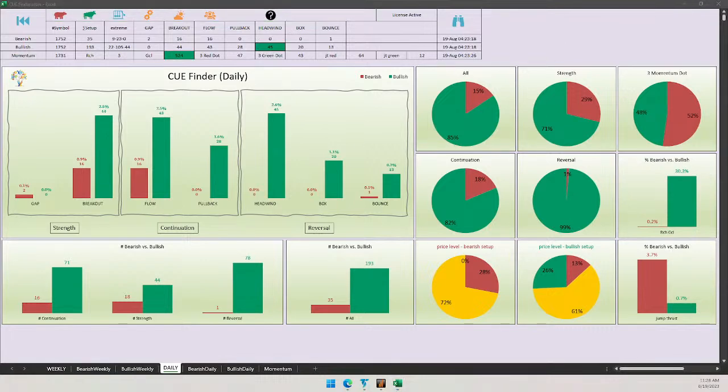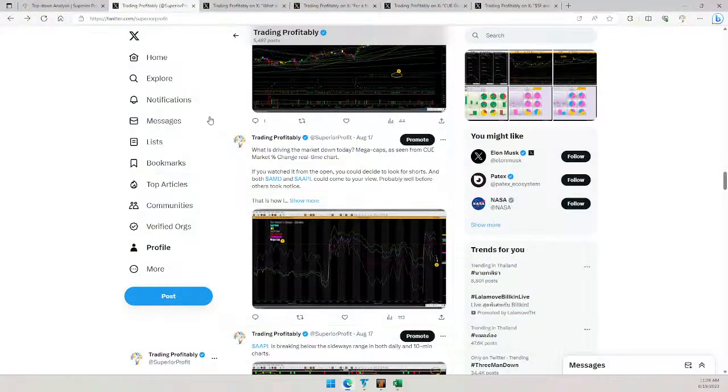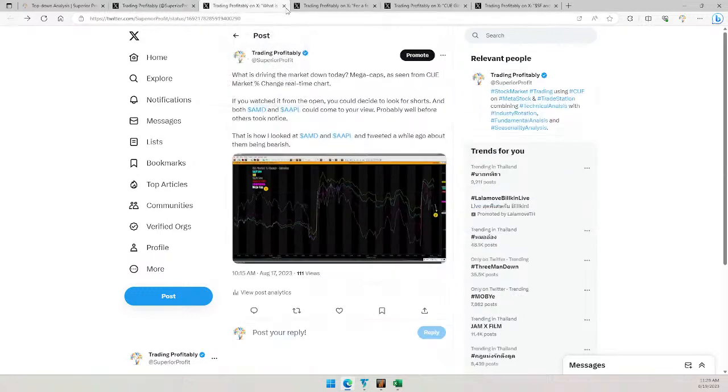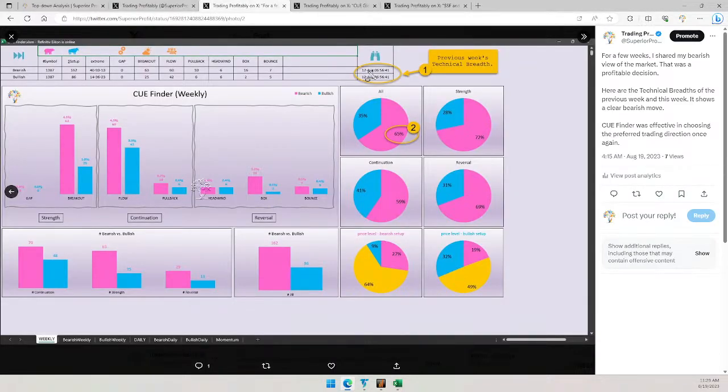What about the previous weekend? That time I was bearish. I was bearish for several weeks. And again, I want to go back to showcase the effectiveness of this 360 degrees analysis. Let's look at Twitter. I tweeted last week's weekly technical breadth, as of 12th August, in the market recap. That time my view was bearish, and you notice that all categories were bearish, 65% were bearish 1 week ago.